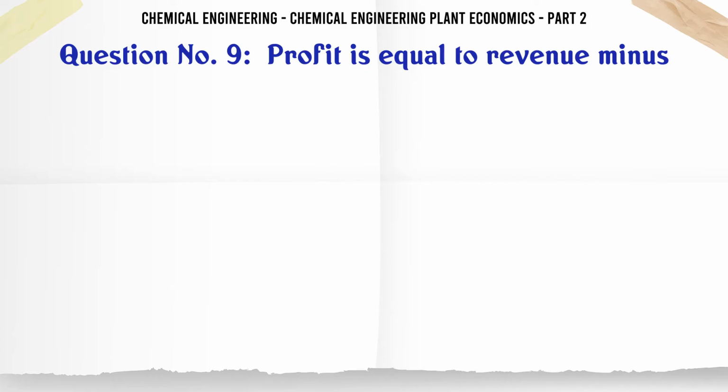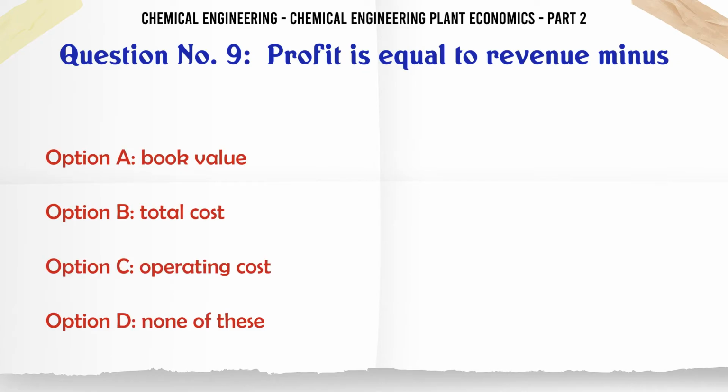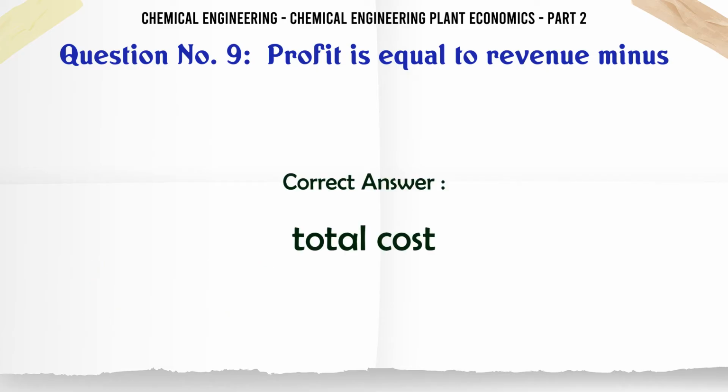Profit is equal to revenue minus A. Book value. B. Total cost. C. Operating cost. D. None of these. The correct answer is total cost.